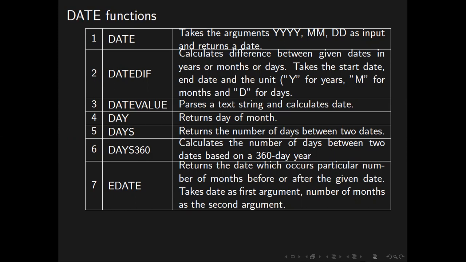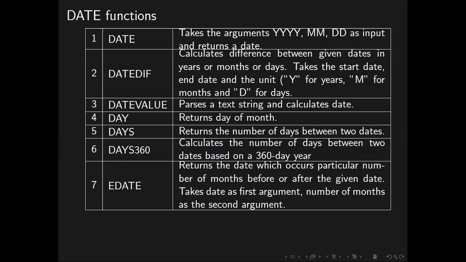Whereas DAYS gives the difference between two days. You enter a date and enter another date. The difference is offered through DAYS. And DAYS360 calculates all the dates with 1 year as 360 days. Normally 1 year is counted as 365 days, whereas 360 days will be counted as 1 year for the purpose of the DAYS360 function.